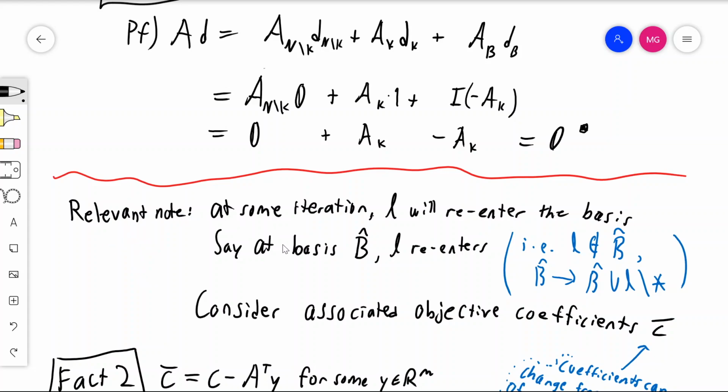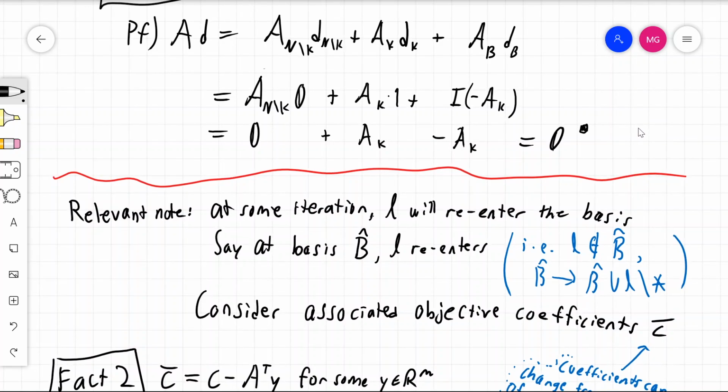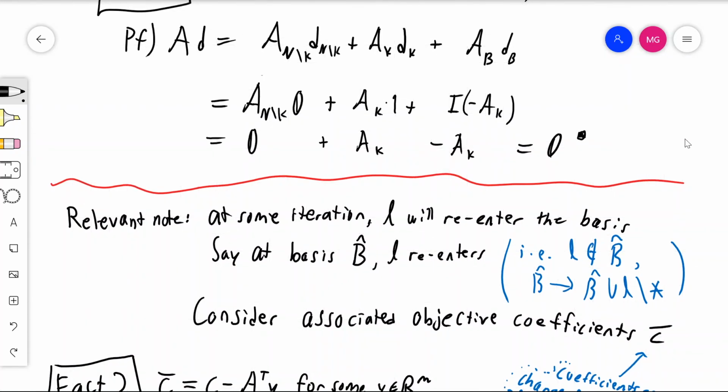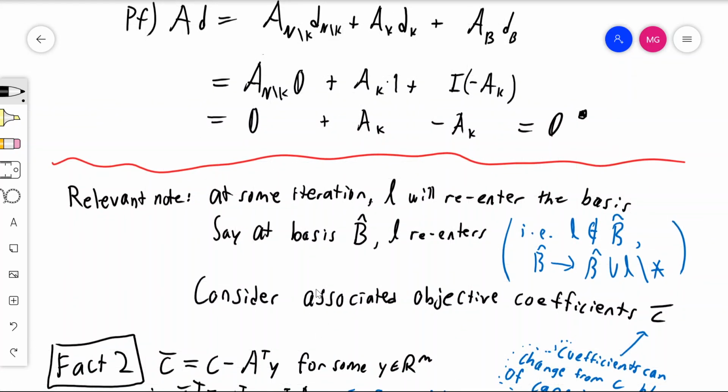So here's a relevant note that will become relevant almost immediately. It has nothing to do with this first fact right out of the gate. Like I said, things are going to seem arbitrary for a bit, but I'll tell you where we're going in a few more minutes here. But anyways, let's address this note here.